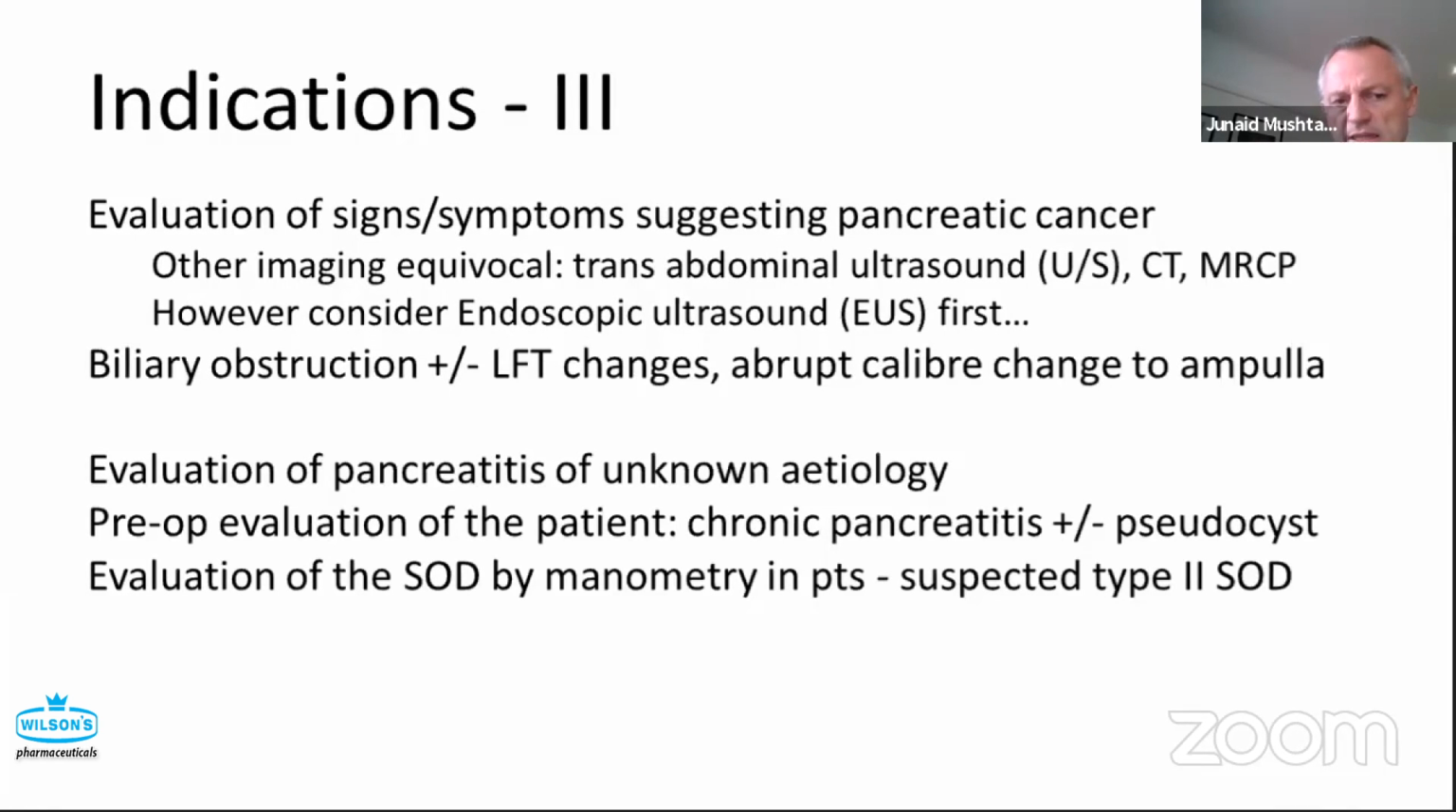And then another one is evaluation of sphincter of Oddi dysfunction with the specific use of manometry in patients. And this is for suspected type 2 SOD. And I don't know anyone who does this in the United Kingdom now. Most units around the country that used to do sphincter of Oddi work with manometry have actually closed up their manometry kits, and these are collecting dust on the top shelf in the accessories room. So not many people do manometry now.